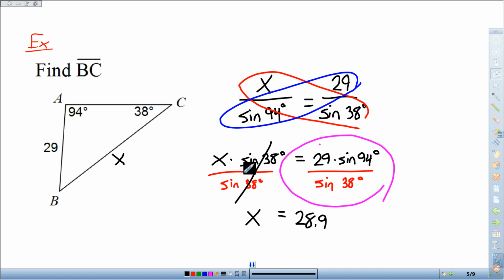Interesting. Let me double check this on my other calculator because I'm looking at my answer. Here's what I'm thinking: 28.9 looks like it should be the long side. This side's 29. I wouldn't expect this side to be shorter. So I'm making sure I actually type this in correctly: 29 times sine 94 divided by sine 38.